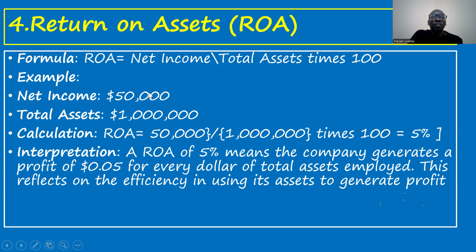So you just take 50,000 divided by the 1 million times 100, you get 5%. As easy as that. So a return on asset of 5% means the company generates a profit of 0.05 for every dollar of total assets employed.